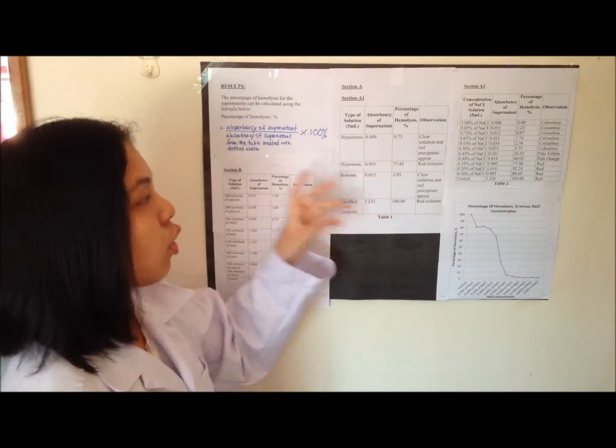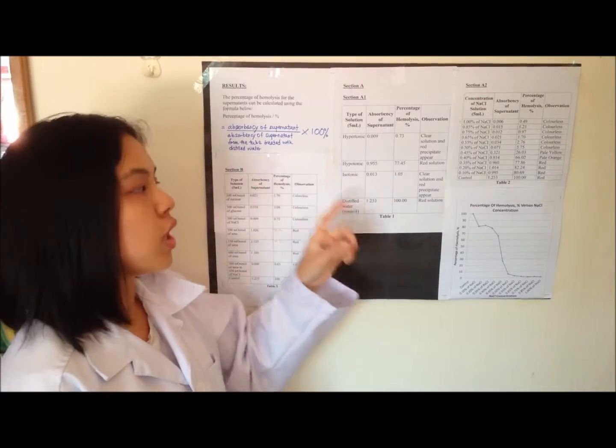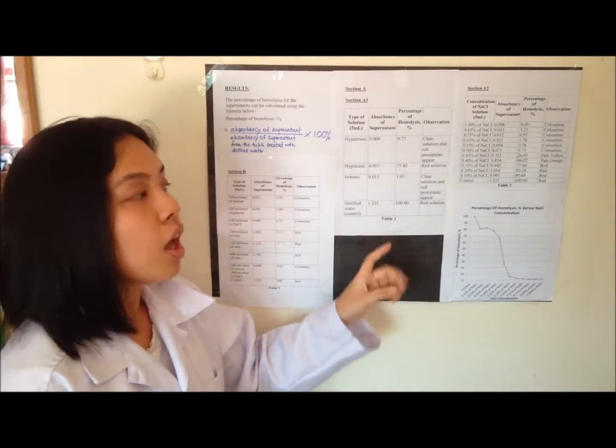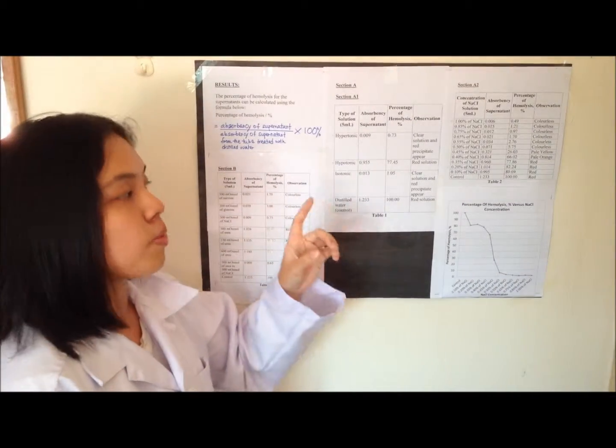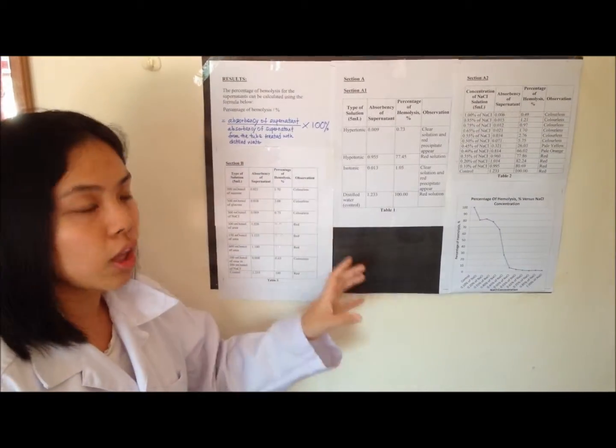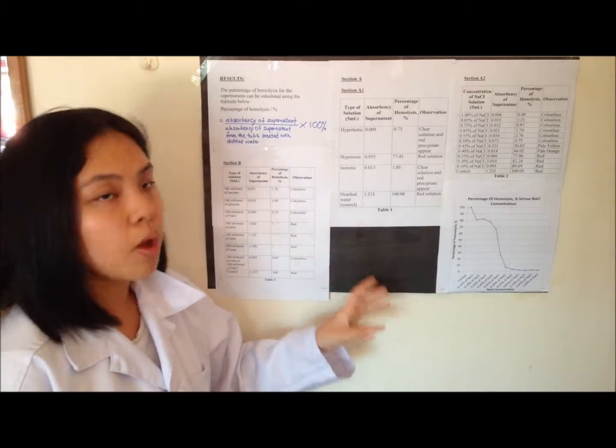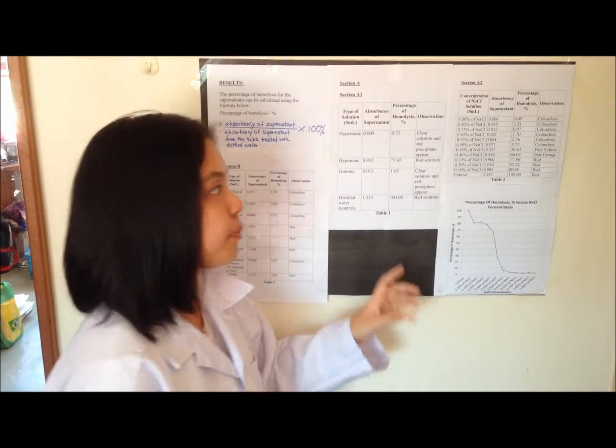77.45%. And we can also observe that for the hypertonic solution and isotonic solution, at the end of the experiment, clear solutions will be obtained while red precipitates will appear. While for hypotonic solution and the distilled water, which act as the control tube, red solutions are obtained.